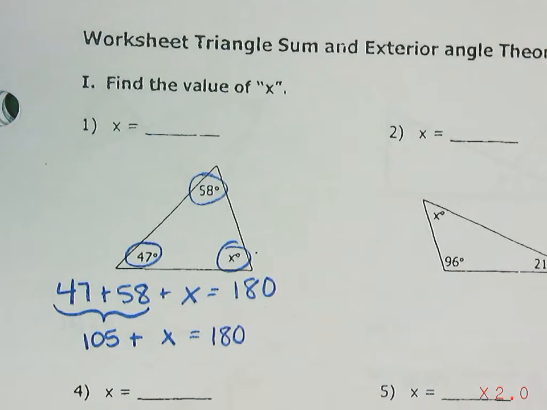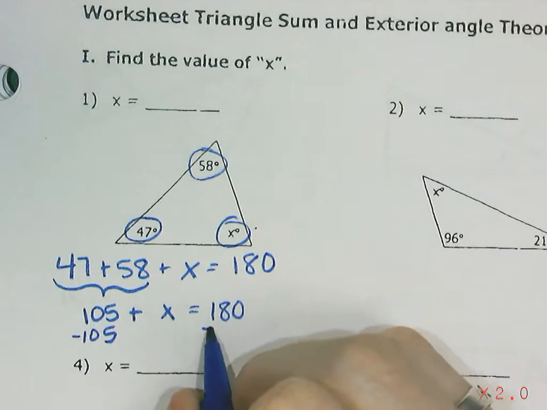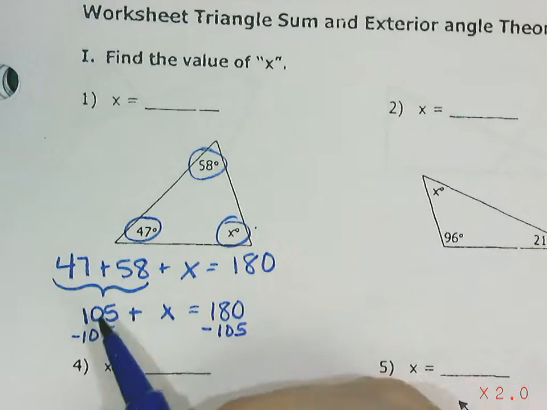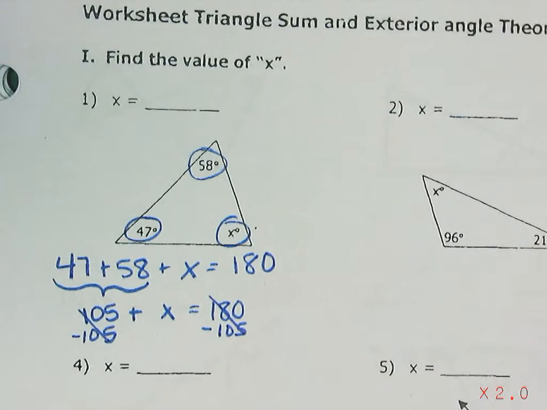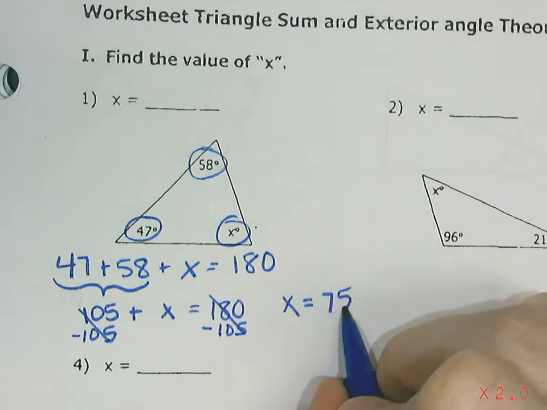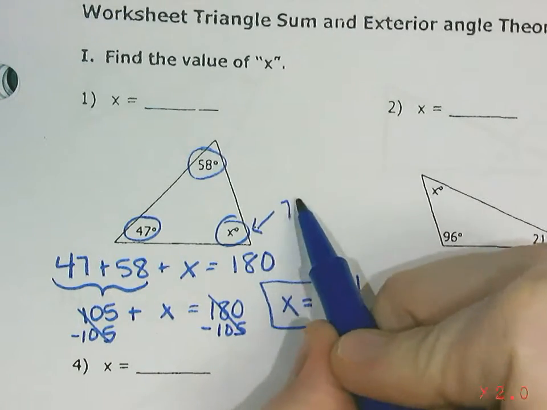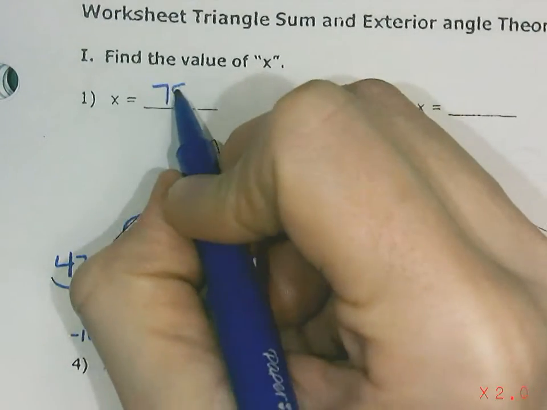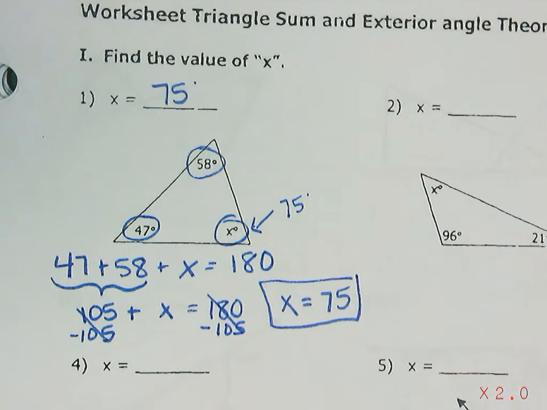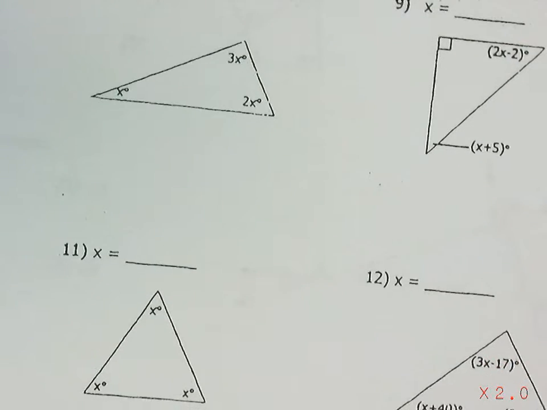Then we know to get the x by itself, to solve for that x, we take away 105 from both sides, because that's the opposite. And then we are left with x equals 75. Okay, so we know this measure right here is 75 degrees, and x equals 75 degrees. Okay, let's look at a few other examples of that.